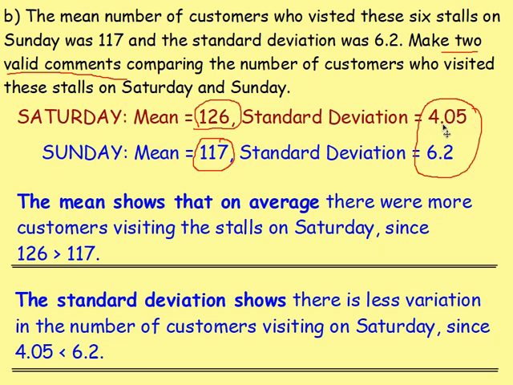There's less variation. Again, link it to the question. It's talking about the number of customers visiting stalls. So there's less variation in the number of customers visiting on Saturday, since the 4.05 is less than the 6.2. And as usual, you can reverse it. You could say there's more variation in the number of customers visiting on Sunday, if you like, because 6.2 is bigger than the 4.05. But again, link it to the question, talk about the number of customers, say which one is less or which one is more, and make sure you talk about variation or spread. Those two sentences would get you the marks for that part B.